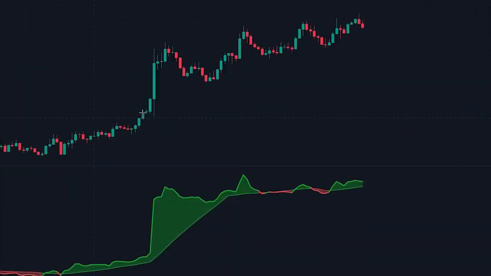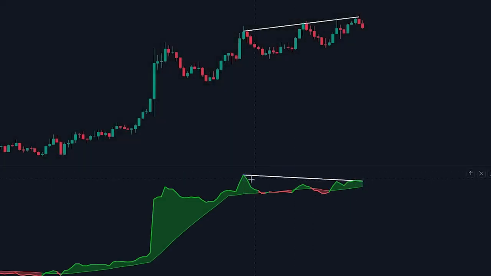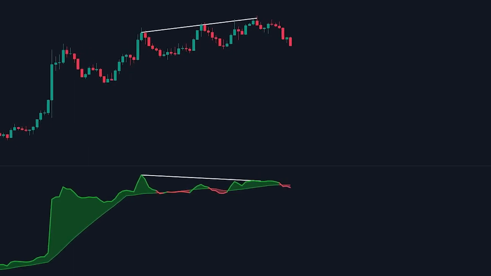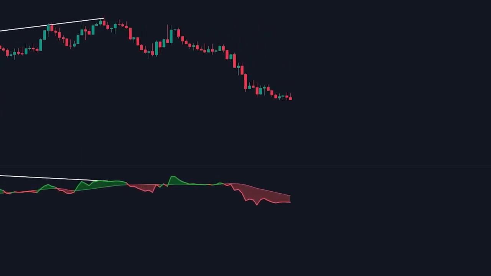In this case, the price is moving in the upward direction, making higher highs. However, if we look at the PVT indicator, we can see that lower highs are being made. This means that the buying pressure is decreasing while the price is still rising. This divergence makes it likely that the price will make a bearish correction. As you can see, after the bearish divergence formed, the price indeed headed in the downward direction.